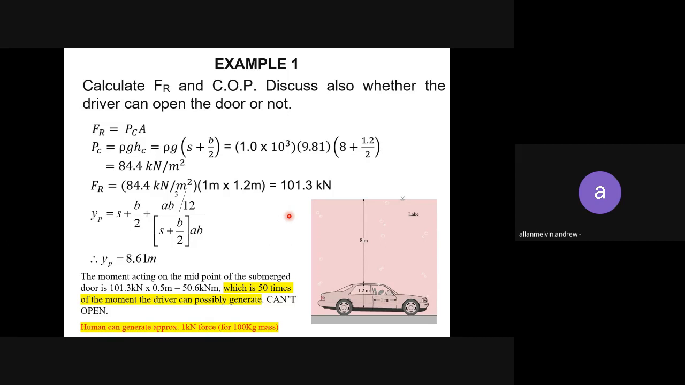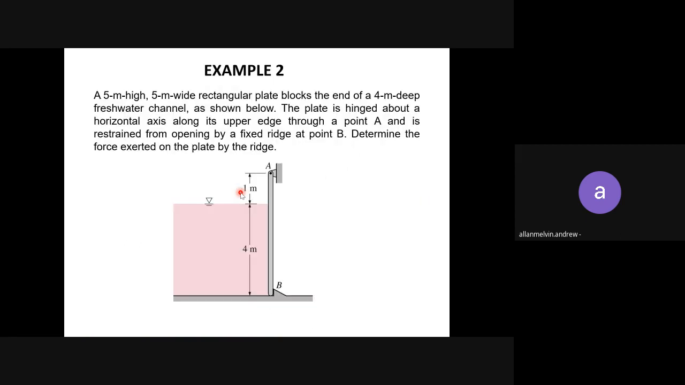Okay, so I think I explained more during the lecture time. So for example one, you can refer back to your lecture video on Wednesday. Okay, so we will go to example two. Example two and example three are common questions. Okay, a similar question can be asked in the exam.